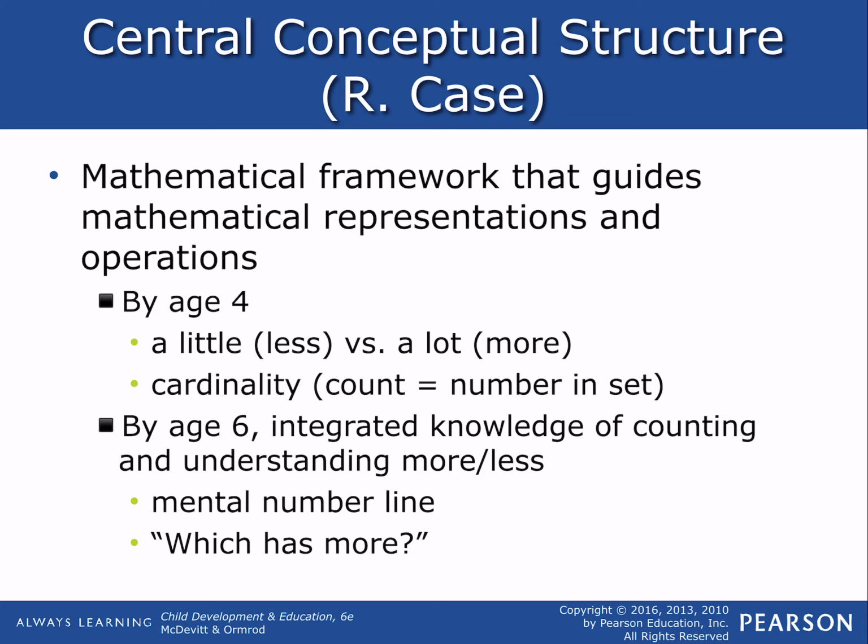So by age 4, a little versus a lot, for sure. To count equals the number in the set. So what's in a set? 1, 2, 3. There are 3 of these things in this set. By age 6, a more integrated, more automatic knowledge of counting and understanding the concept of more or less. The mental number line in terms of what's greater than or less than. Remember all the little greater than and less than signs? And then which has more.